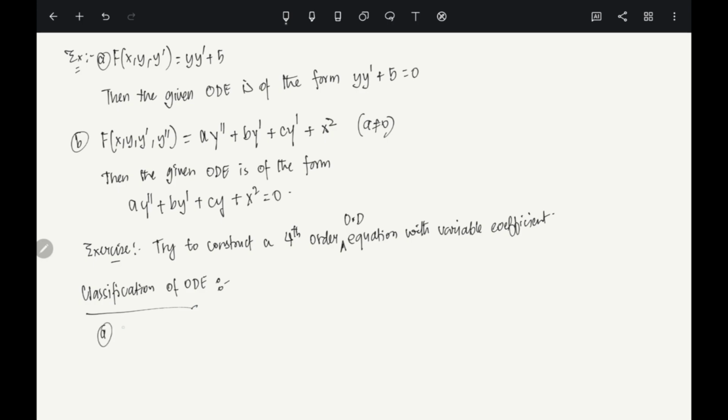I will say that there is something called a linear equation. What is the definition? An nth order equation, again an ODE, is said to be linear.